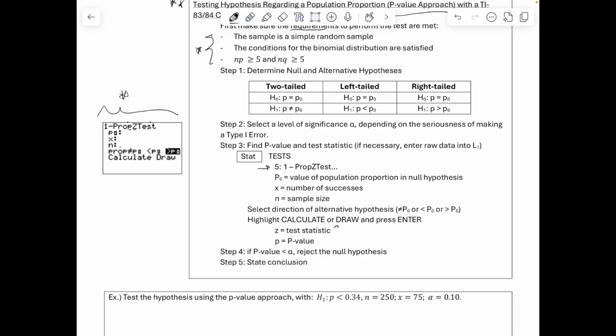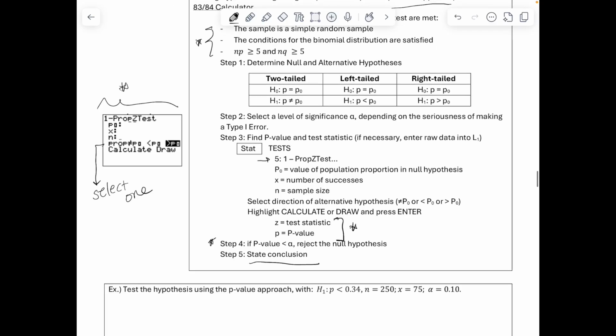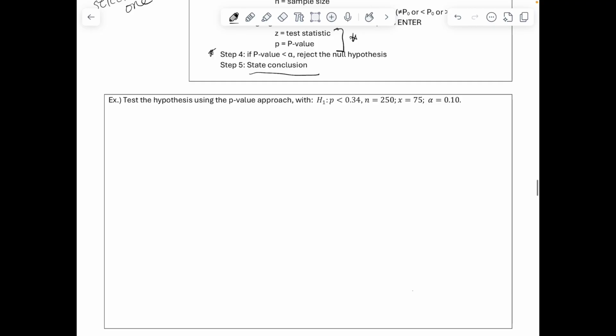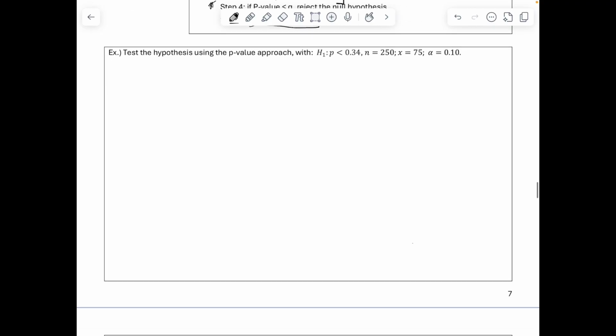Then you're going to select the direction of the alternative hypothesis. It's either not equal to, less than, or greater than, and you can see that on here. You just select one. Then you highlight Calculate or Draw and press enter. Calculate is going to give us our test statistic, which is z, and p, which is our p-value. Step 4 says if the p-value is less than alpha, then we reject the null hypothesis. Step 5 is to state our conclusions, and we did that in our previous section.